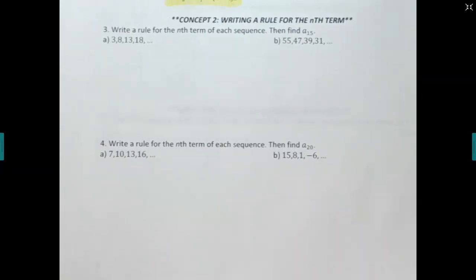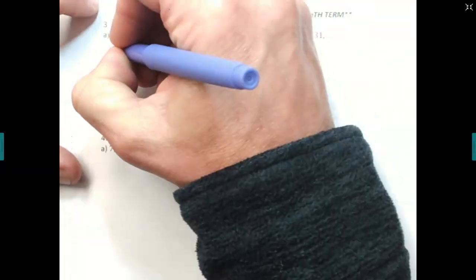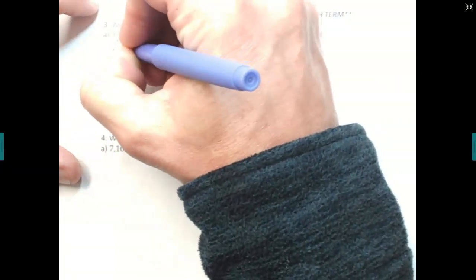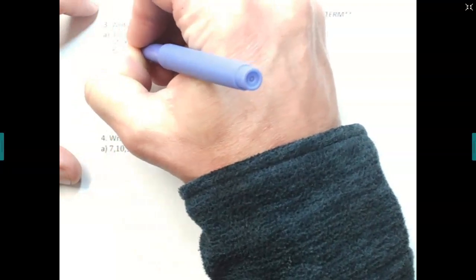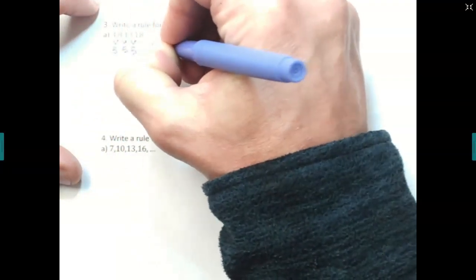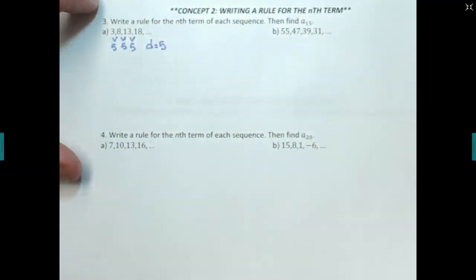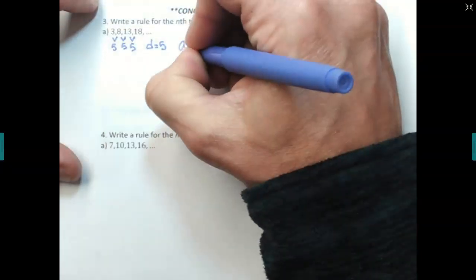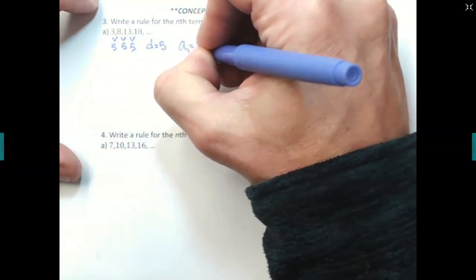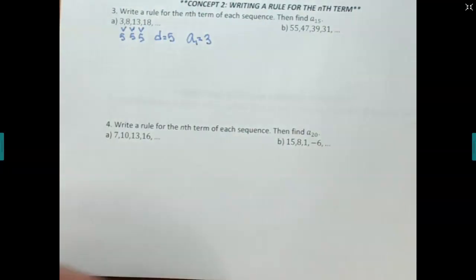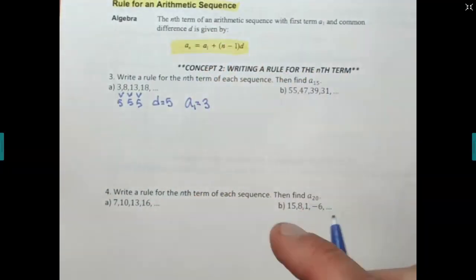Okay, so first things first. I could say, how do I get from 3 to 8? I add 5. 8 to 13, I add 5. 13 to 18, I add 5. My common difference is 5. Also, my first term right there, a sub 1 is 3. And if I have those two things, I can plug it into that formula right there.